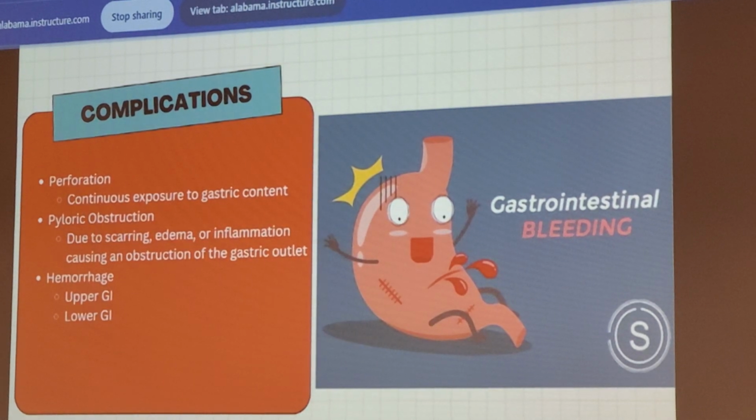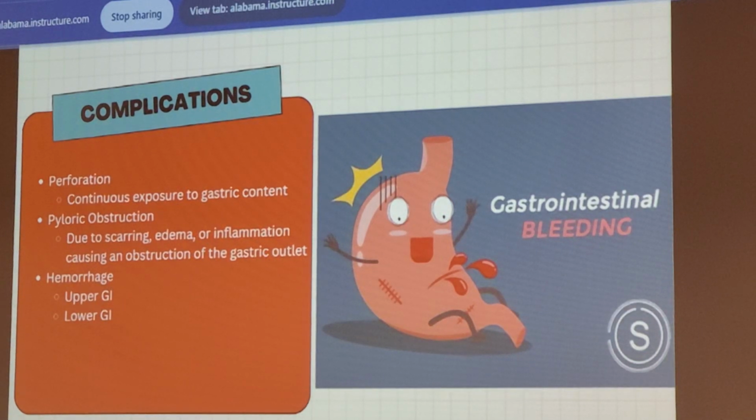We can also have a pyloric obstruction. With that pyloric stenosis, we're going to talk about that in a minute, but that pyloric sphincter is at the very bottom end of the stomach, at the junction with the duodenum. If we have frequent ulcers that have developed and then been treated, we can start to have scar tissue develop, and we can actually cause an obstruction altogether. So we don't have anything going further downstream, if you want to say it that way.